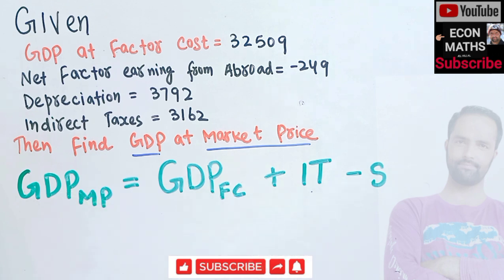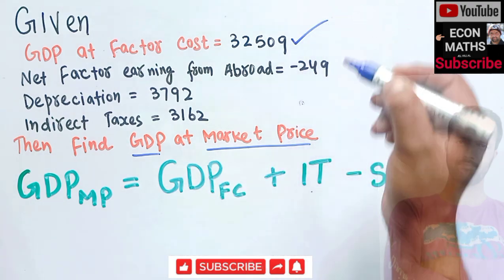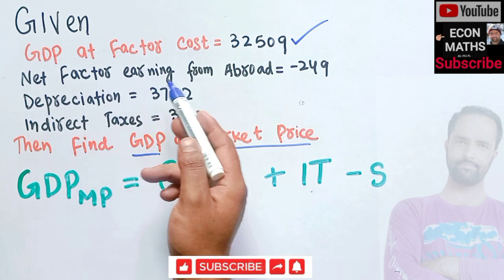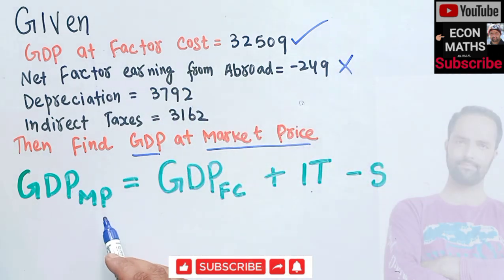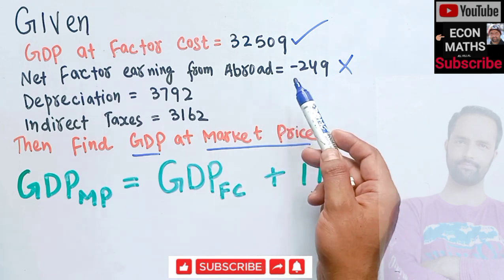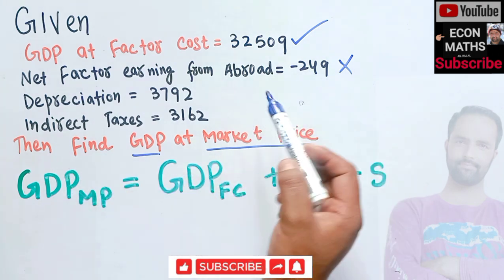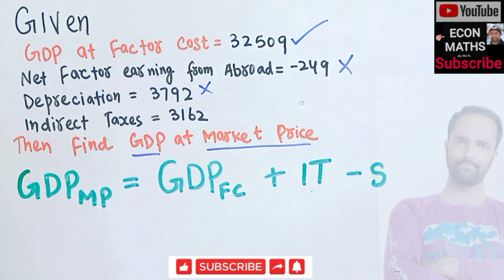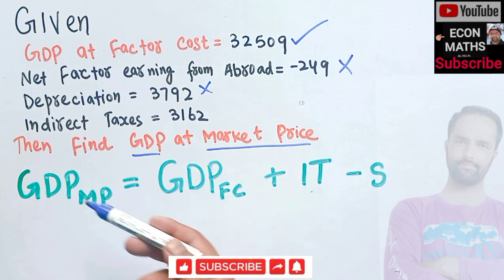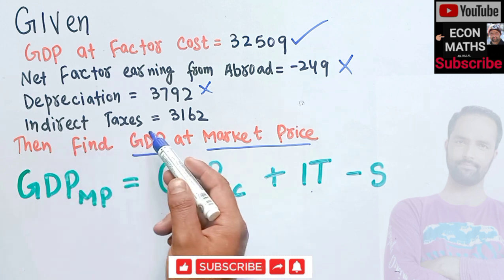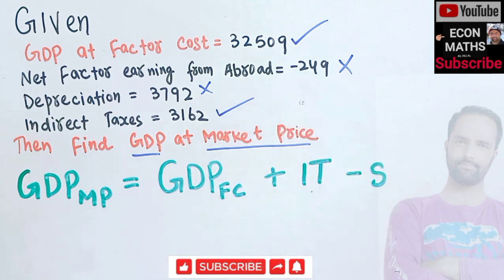Okay, now you can see here. So we need GDP at factor cost, correct? Net factor earnings from abroad, we don't need that term in calculating the GDP at market price. It is used when we calculate the GNP. Depreciation, we have nothing to do with this. It is used to calculate the net gross domestic product, or net national income. So we don't use depreciation here. Indirect taxes, yes, this is our choice variable.